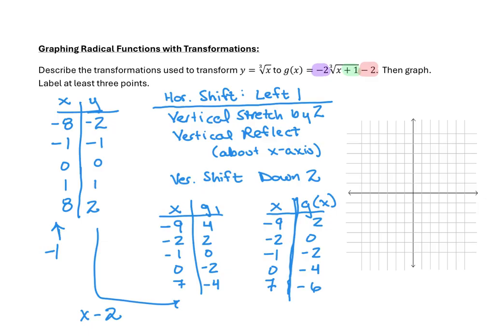All right, so now let's go ahead and graph this. We have 0, 0, 1, 1, and we have 8, 2. That's going to be somewhere over here. And on the other side, we have -1, -1, and we have -8, -2 over here. And when we draw this, it should be that snake shape kind of laying on its side, and we should get something that looks like this.